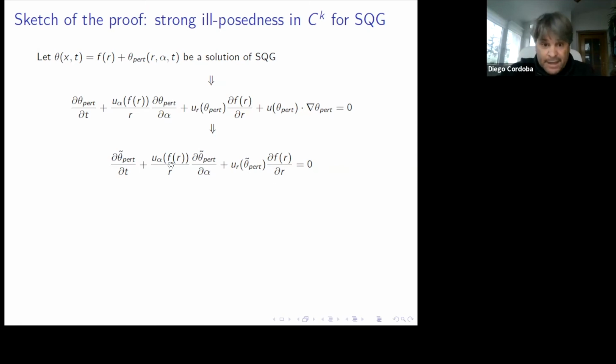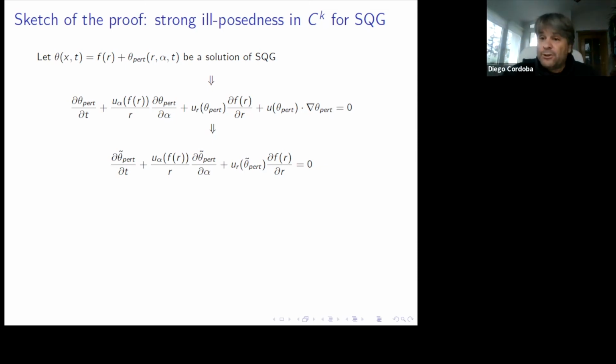So that's just the transport term. And the third term, we have UR. UR is the radial component of the velocity. The velocity is composed of singular integral operators. So this is a singular integral operator.